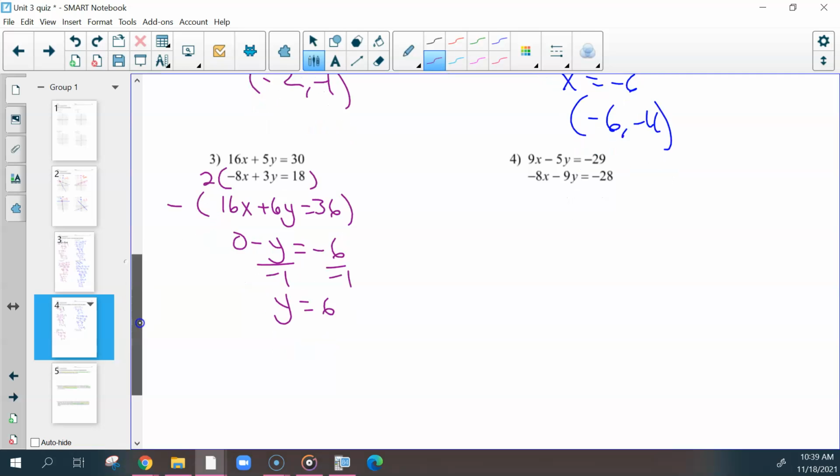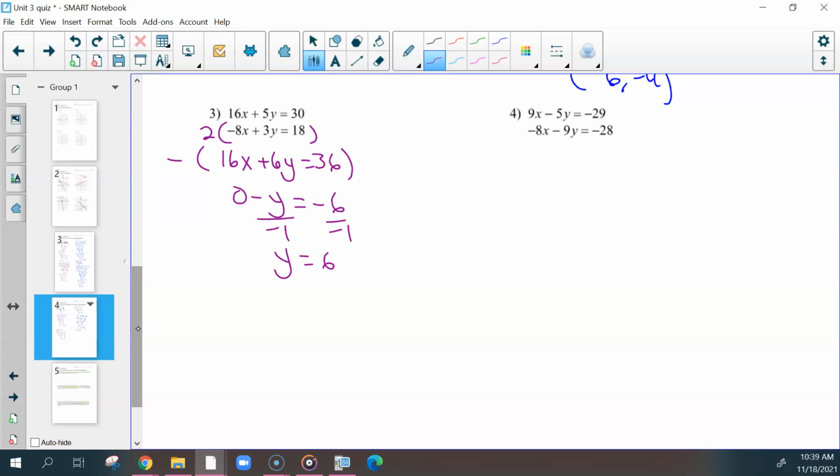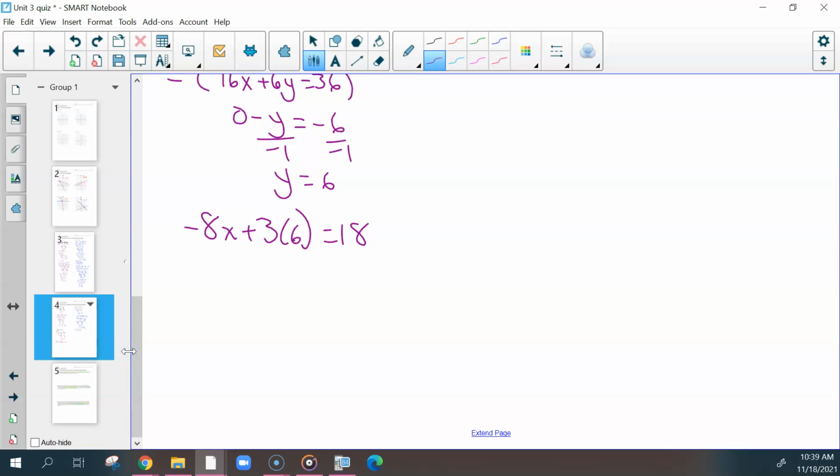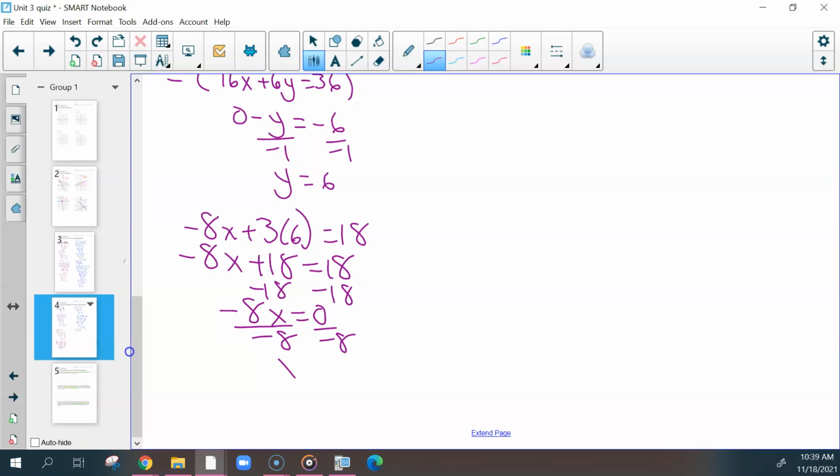Put 6 back into any of these 3 equations, it does not matter which one, and solve for x. So we have negative 8x plus 18 equals 18. When I start solving for x, this becomes 0. So when I divide, my x stays 0. So my ordered pair would be 0, 6.